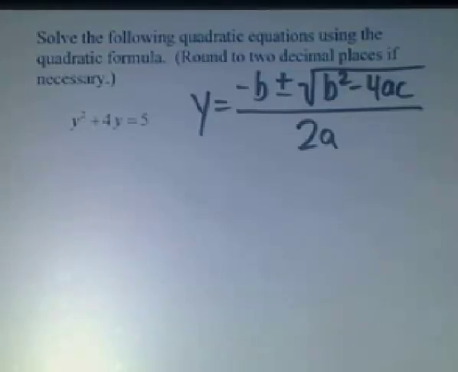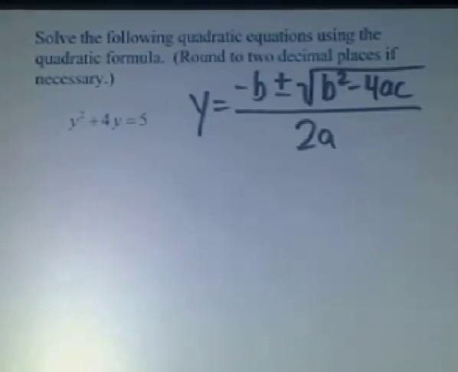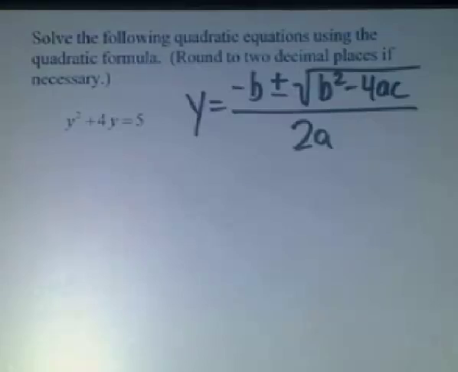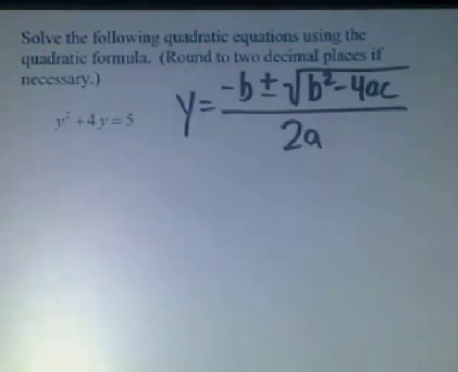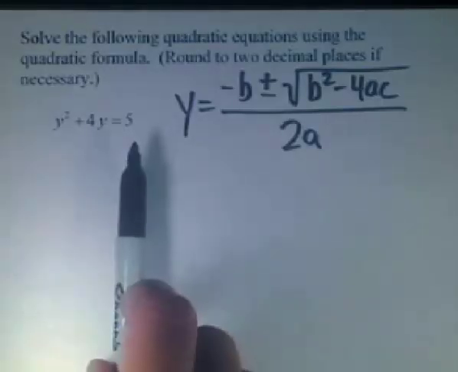Now let's solve a quadratic equation using the quadratic formula. You see I have written that here on the right. Y is equal to negative b plus or minus the square root of b squared minus 4ac all over 2a. This will give us our two solutions for the quadratic equation on the left.